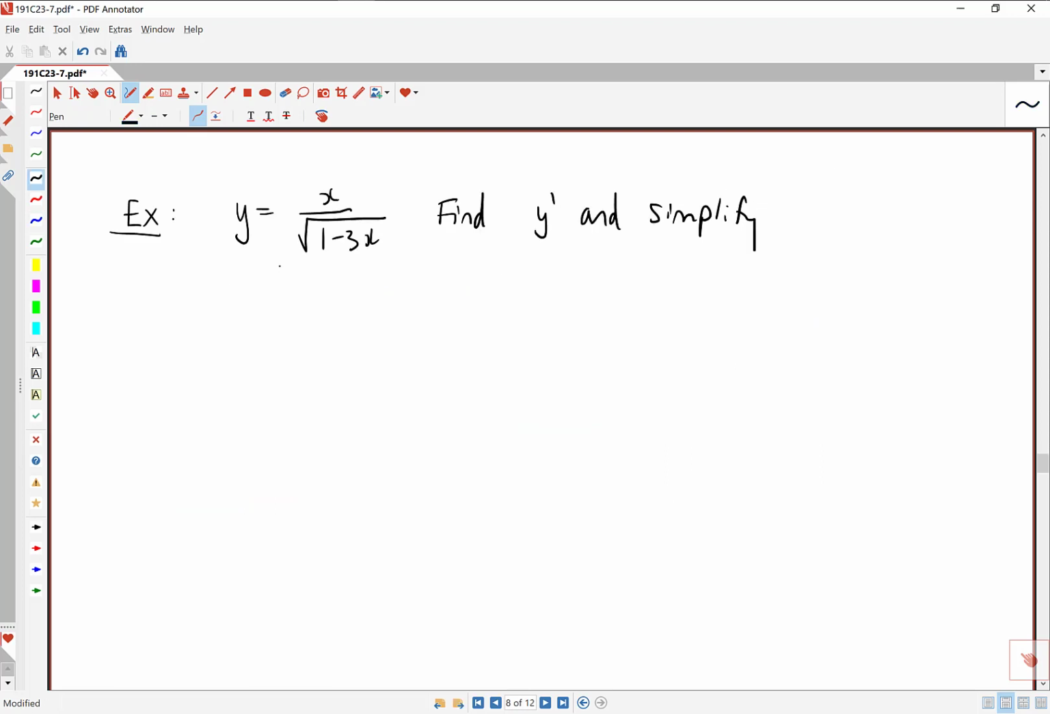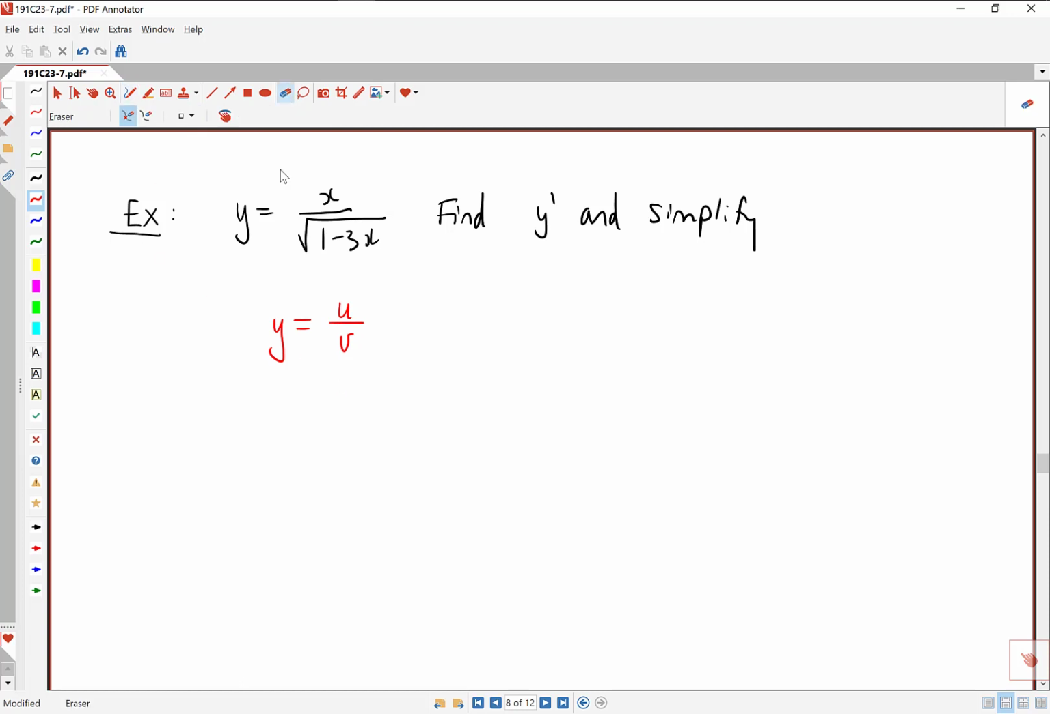So our function y looks like x over root 1 minus 3x, and we are going to find y prime and simplify. All right, so in looking at this structure of this function y, I would say y looks like something, not 0, just something, over something. And so that's the setup for the quotient rule. If we wanted to write that more rigorously, we could say y looks like u over v.